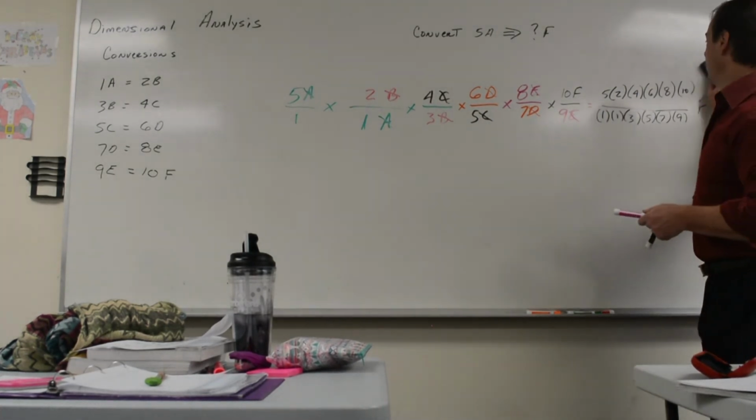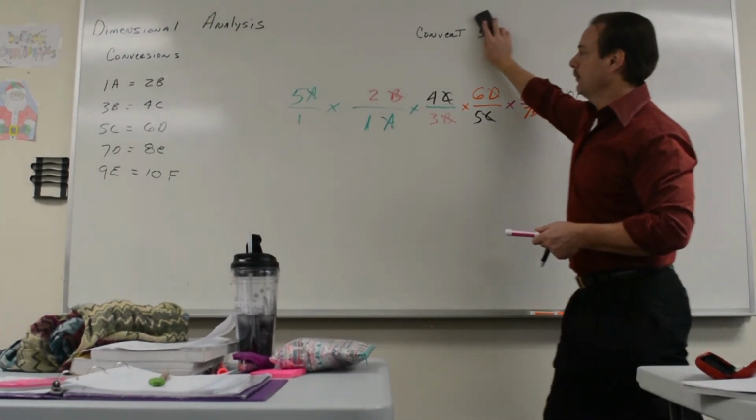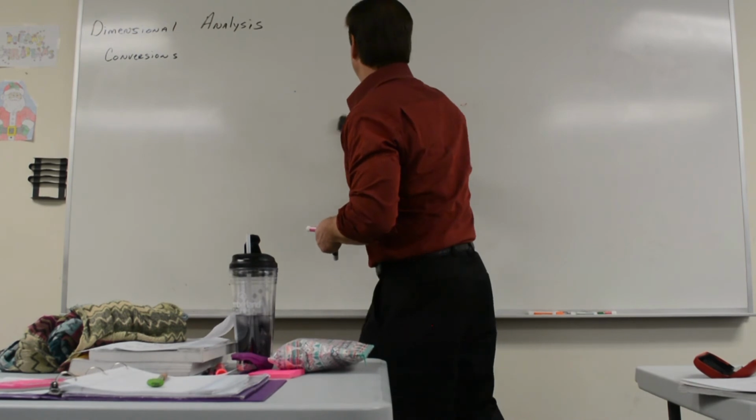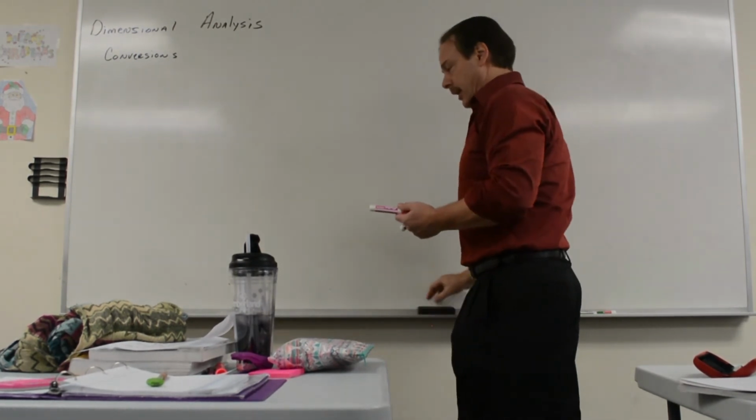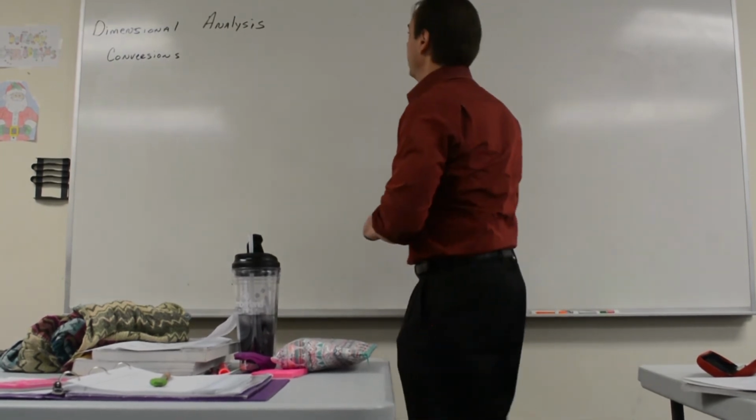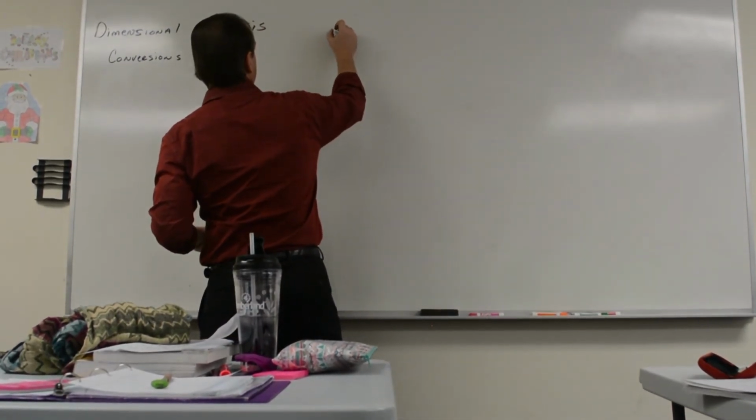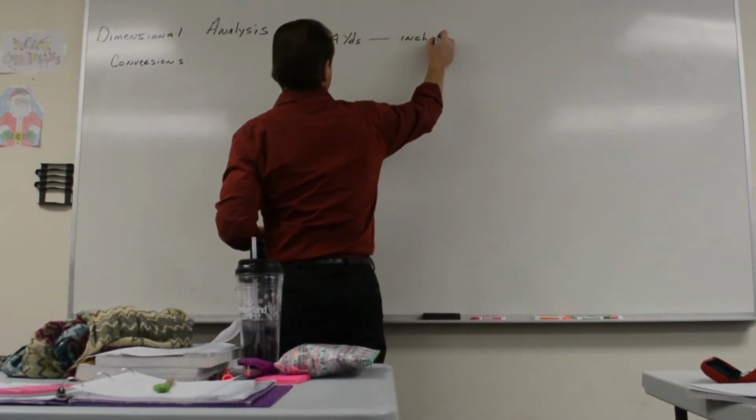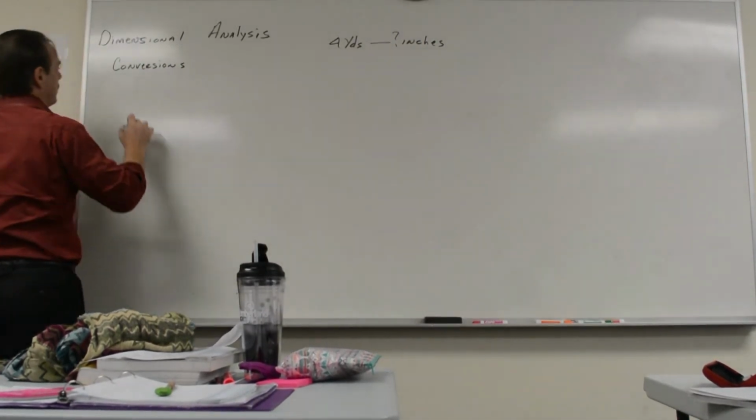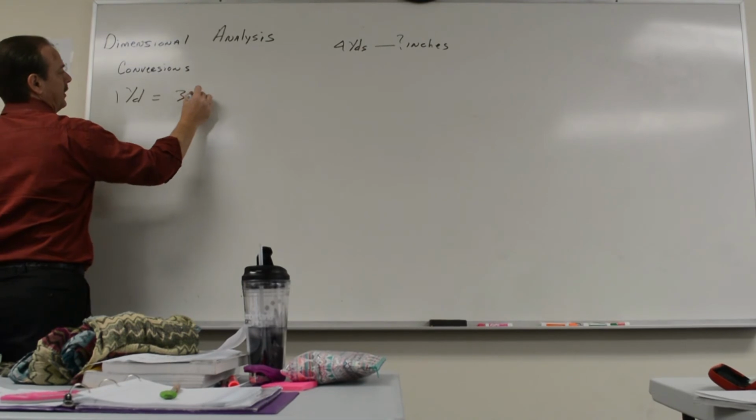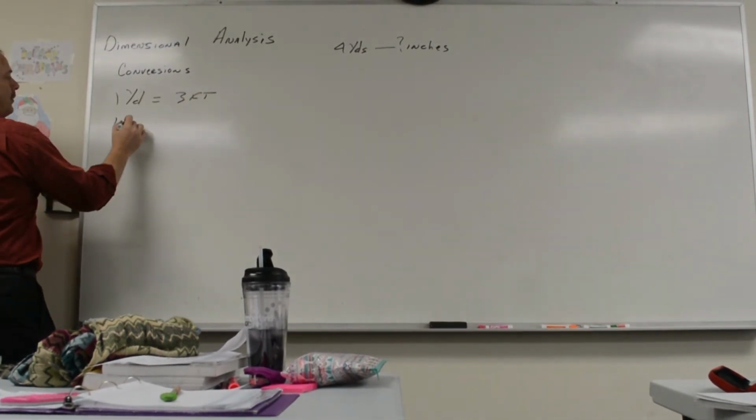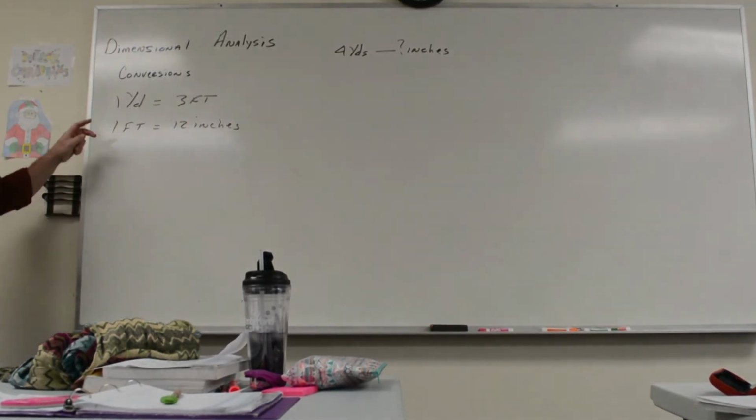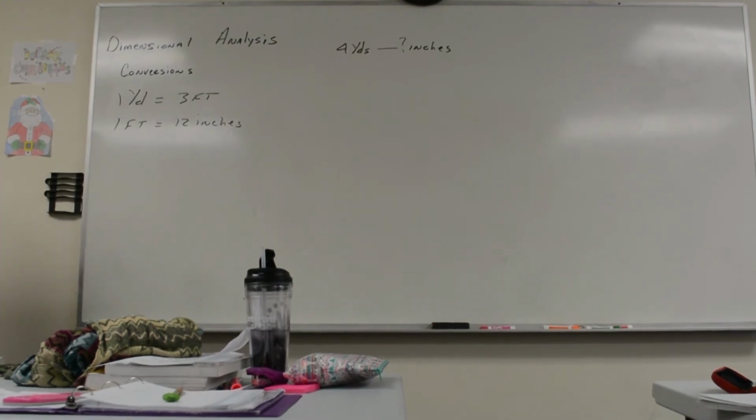What I want to do now is I want to do one actual practical problem. Let's say I have 4 yards and I want to convert it to inches. So what are my conversions going to be? 1 yard equals 3 feet. 1 foot equals 12 inches. Now in this one here, we only had 2 conversions, so this won't be as long as that previous example.